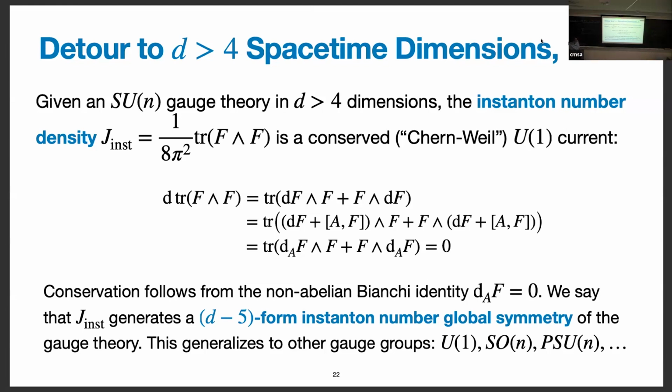And we say that the symmetry generates what's called a (d-5)-form global symmetry, instanton number symmetry. Now, global symmetries make sense when this is a p-form global symmetry where p is greater than or equal to 0. If I plug in d equals 4, this is a -1 form symmetry, and that's a kind of degenerate thing that you have to be careful about what it means. But at least if I'm in more than 4 dimensions, this is just an honest global symmetry of the type that we understand very well. This is for SU(N), but this generalizes to any gauge group.